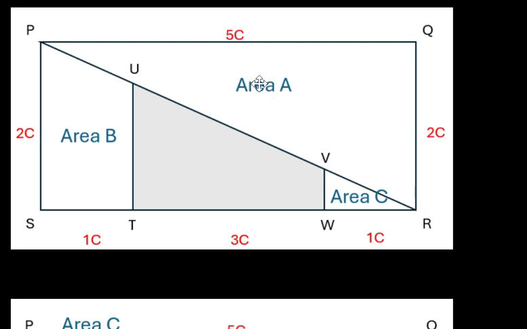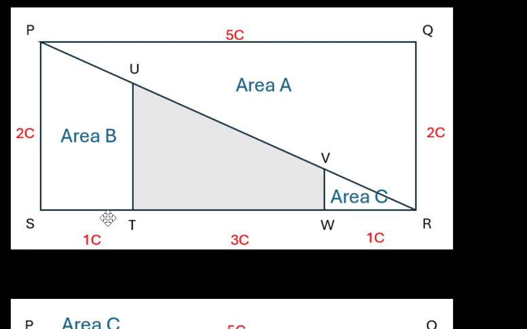Area A is quite straightforward. It's half base times height, since the area of a triangle is half base times height. The problem is how do you find area B and area C? Remember the question says that ST and WR are the same, so it's 1:3:1, which means this is 1C, this is also 1C.